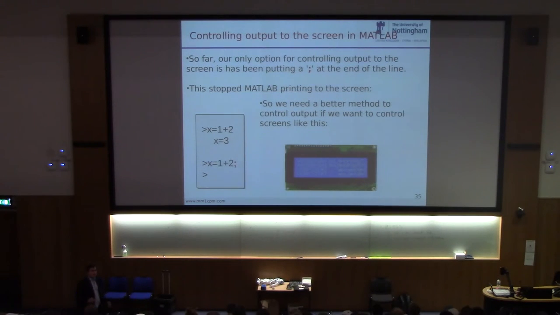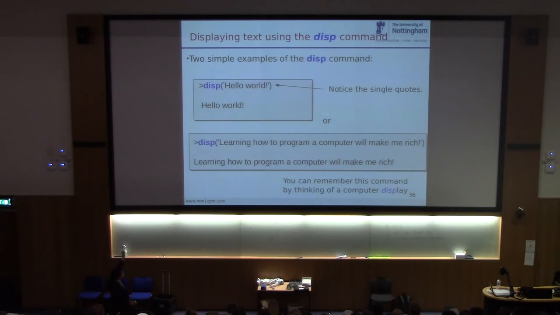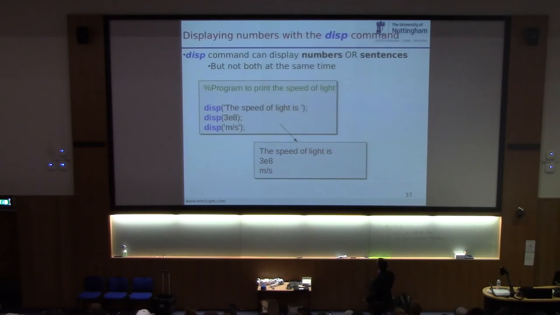What we're going to do now is explore output in a little bit more depth. One command to write text out to the screen is called DISP. You remember DISP as something like display, so it's basically writing to the display. You can go DISP, brackets, quote, hello world, close brackets, and it'll print out hello world. Or you can go DISP, brackets, single quote, learning how to program a computer will make me rich, single quote, close bracket, and it'll print that out.